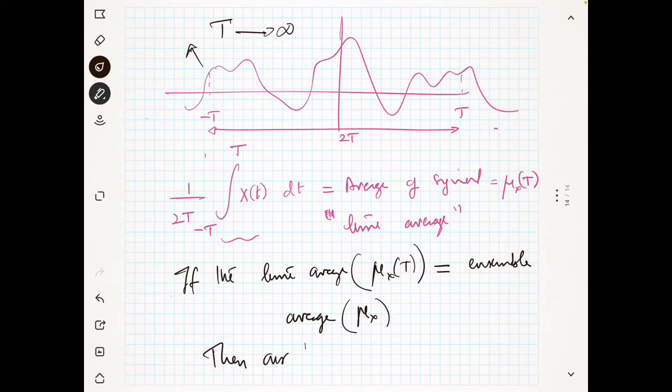our process is said to be ergodic. So ergodic means the time average will be equal to the statistical average. So if you take that statistical average, then the time average will be equal to the statistical average.